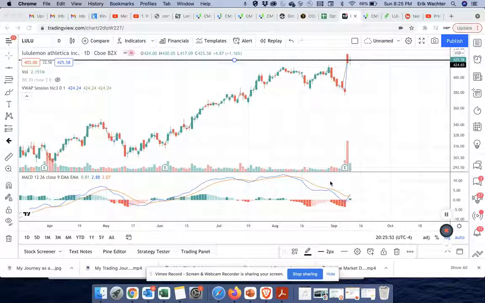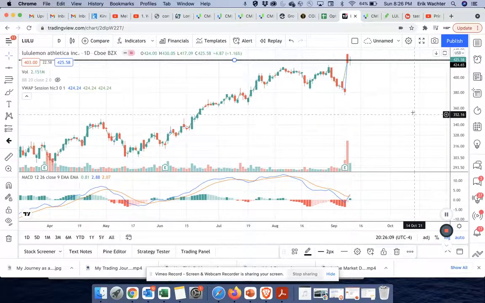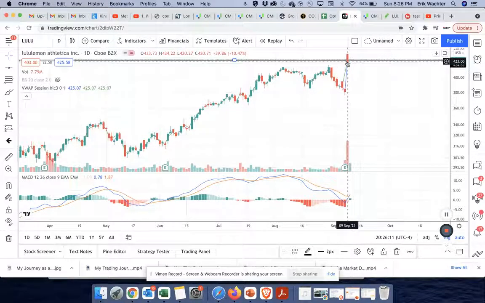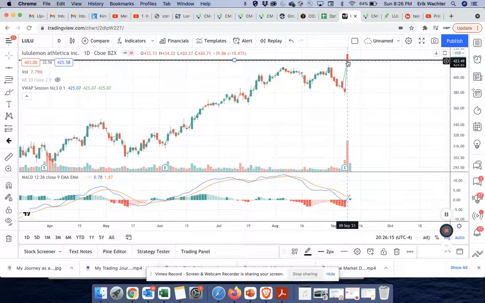So Lululemon just had a real good earnings report. You can see the stock rocketed up to, I can't even see what that is, maybe the $4.40 level, or maybe the $4.35 level. And it made a little candle down. So that was the day after earnings.